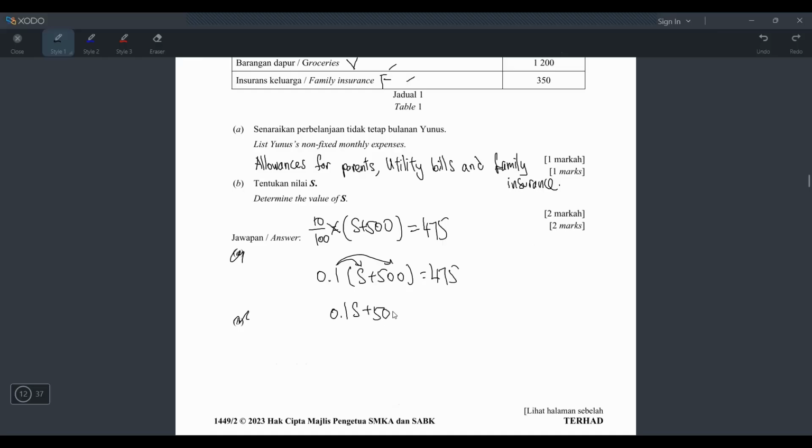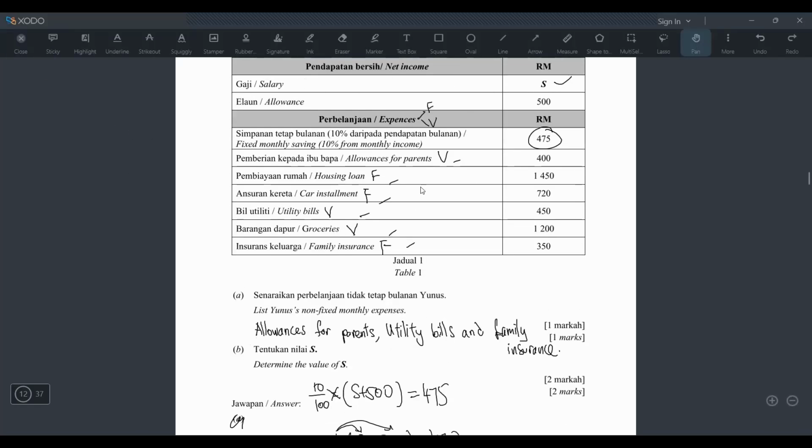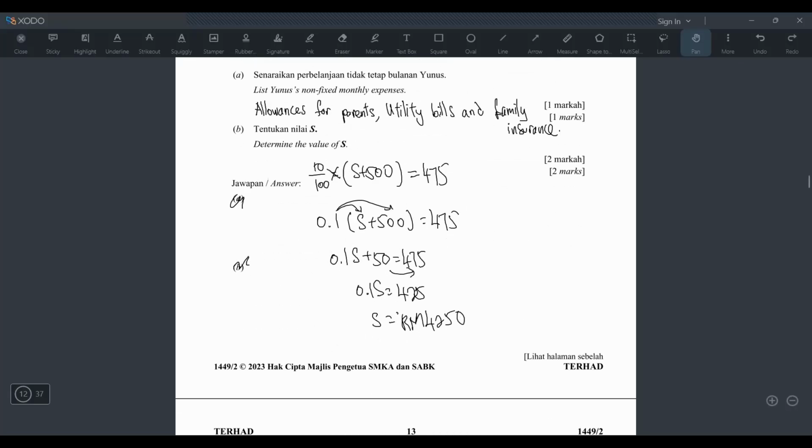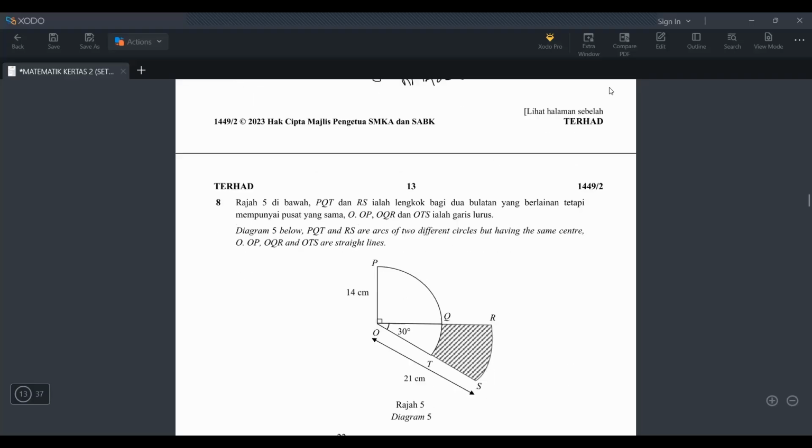50 equals to 475. So how to find S? You pin out the 50 become minus, 475 minus 50. I think you will end up with 425. Am I right? So you will end up with 425. And then your S will be 425 divided by 0.1, which is 4250. But of course you have to write RM because S is actually your gaji, your salary. So 4250. Okay, let me just check quickly with the answer. Okay, yes. Okay, let's continue.